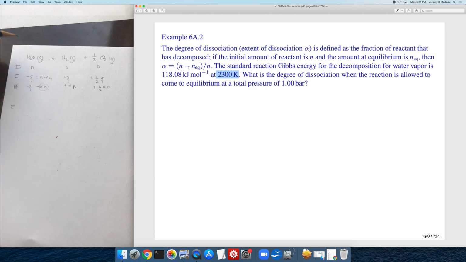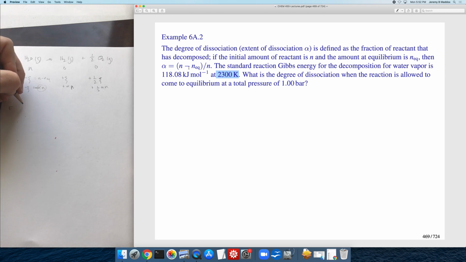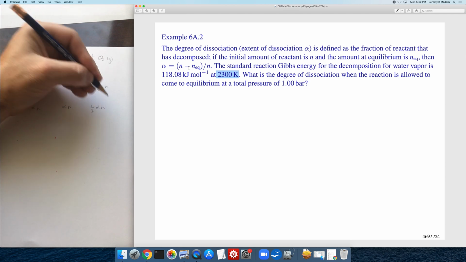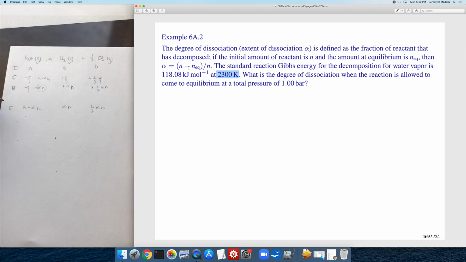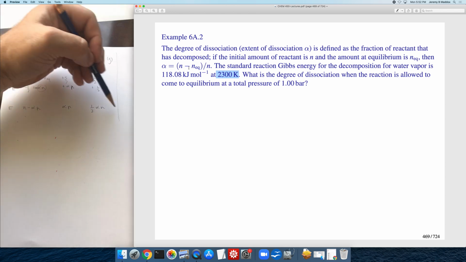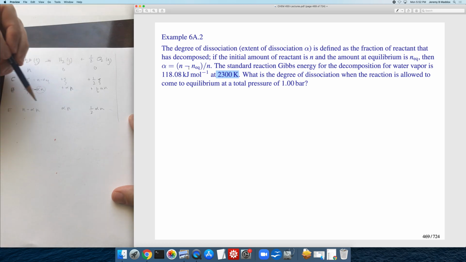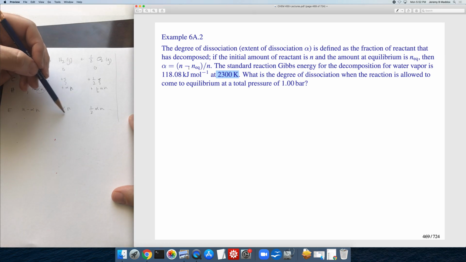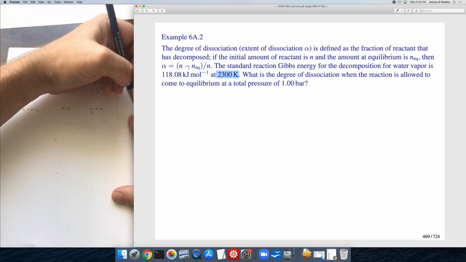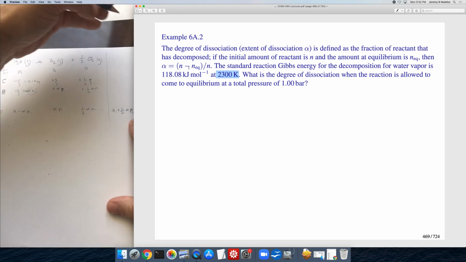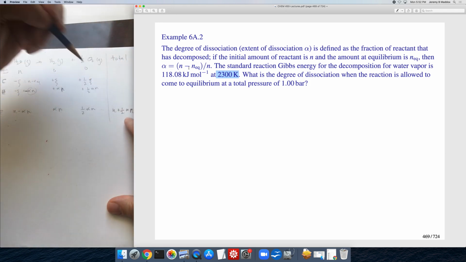And then to get the equilibrium amount, you just add these together. So we're going to have N minus alpha N, plus alpha N, and then 1/2 alpha N. So that's the equilibrium number of moles of each species. Another column that we can make is the total. Really what we're interested in is the equilibrium number of moles of gas. And so we would add all of this together. This term is going to cancel that one, and we'll be left with N plus 1/2 alpha N. This is the total number of moles of gas at equilibrium.